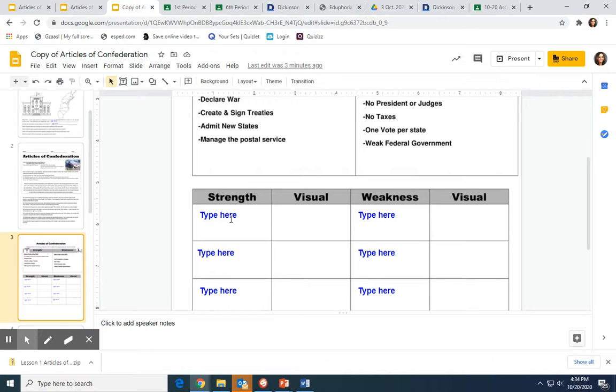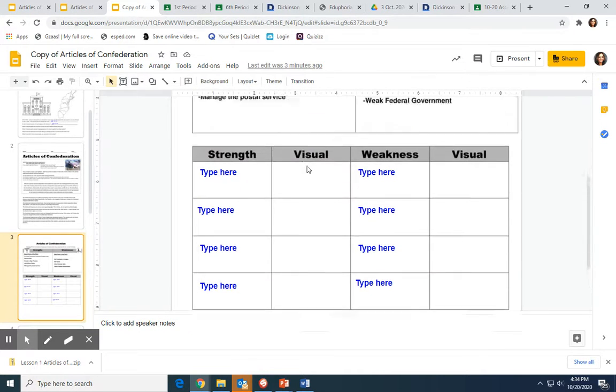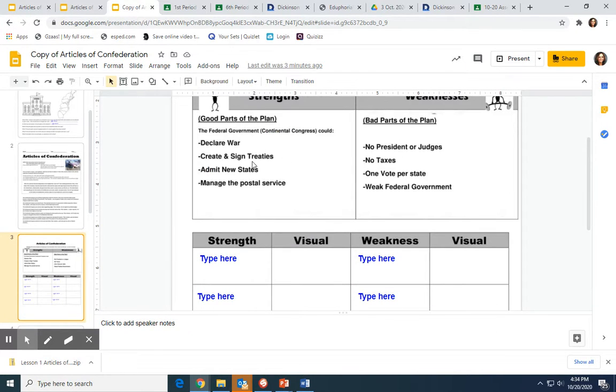All you have to do is retype those here and then go online and find a visual of declaring war, a visual of signing a treaty, admitting a state, managing the postal service, the post office. This is a big deal because the only way to communicate is by letters and mail unless you get up and walk. So that's why that's a big deal.